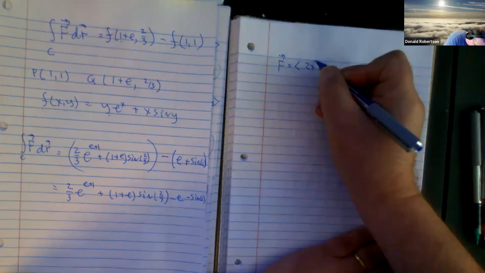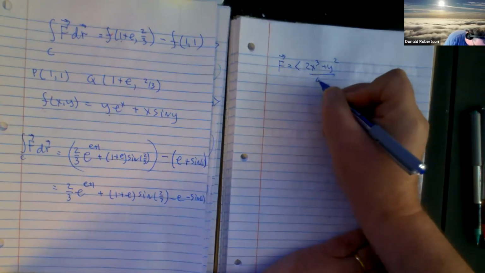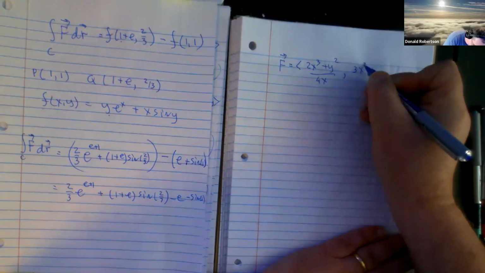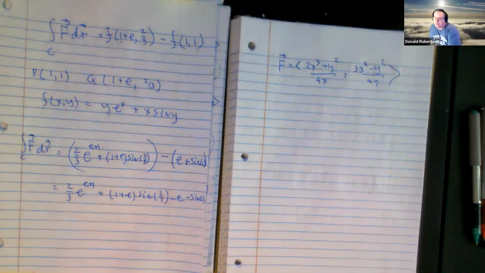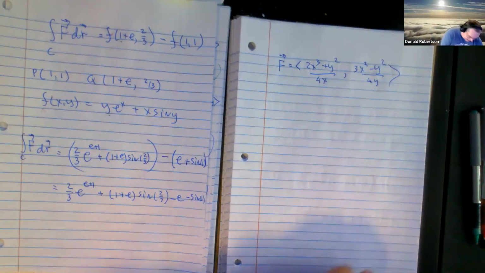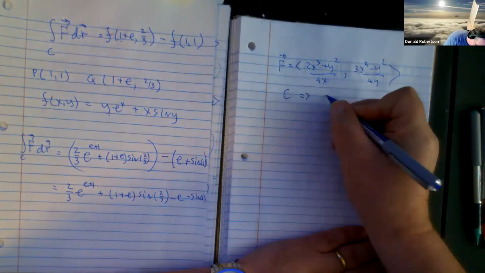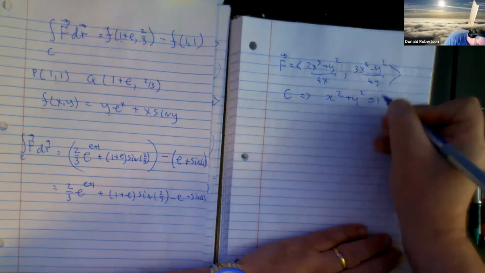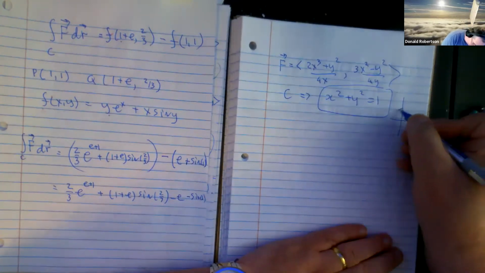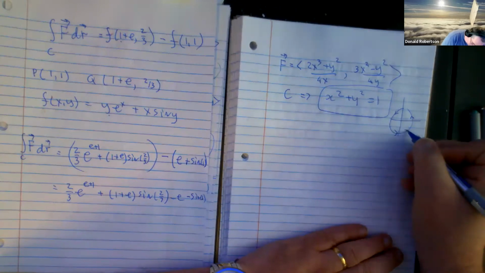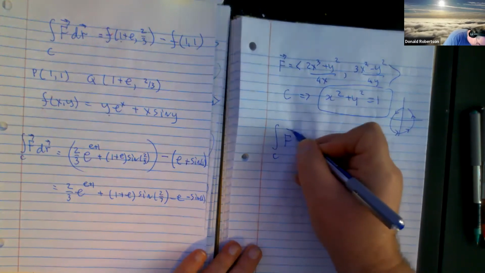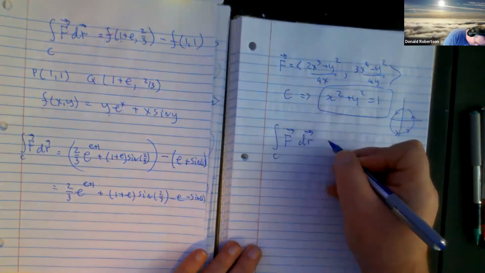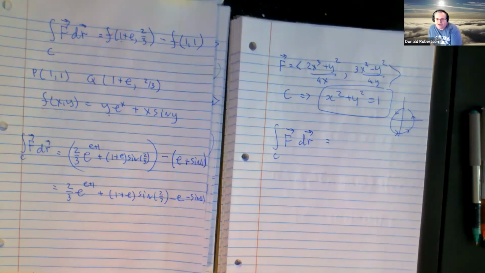Can we pretend that that is a conservative field, just for argument's sake, right? And the curve C is actually x squared plus y squared equals 1. In other words, you go round an entire circle. I don't need to do any calculations. I do not even need to find the potential function.